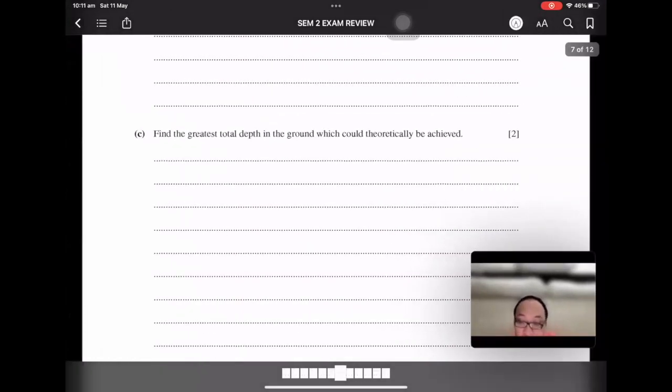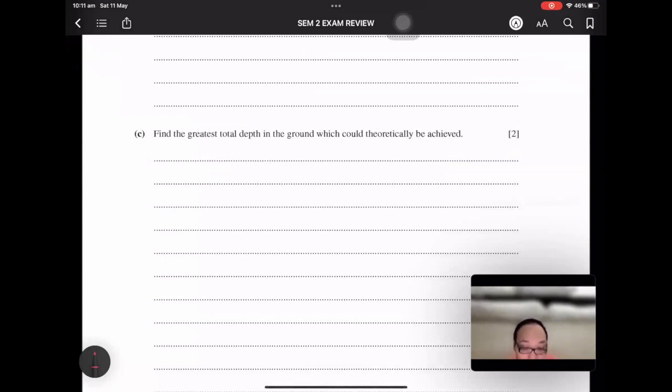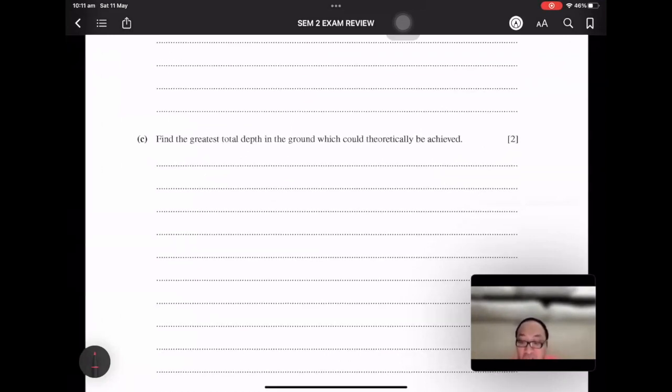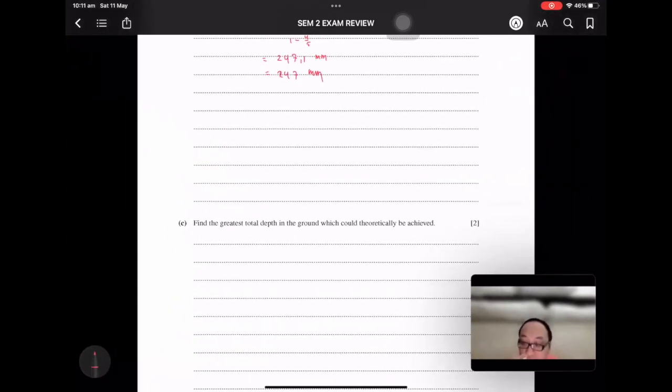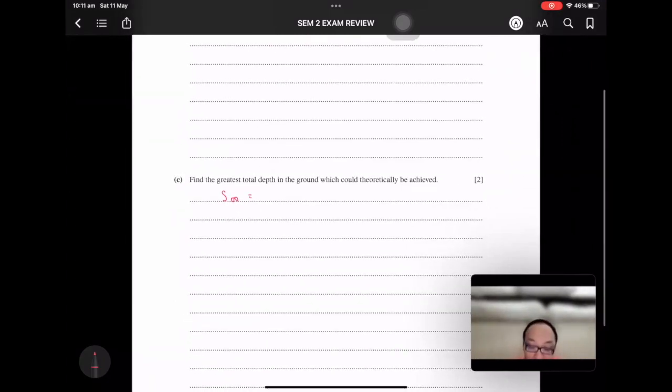(c) Find the greatest total depth in the ground which could theoretically be achieved. So that means we find the sum to infinity. It's a/(1-r). So theoretically it will be 250 millimeters.